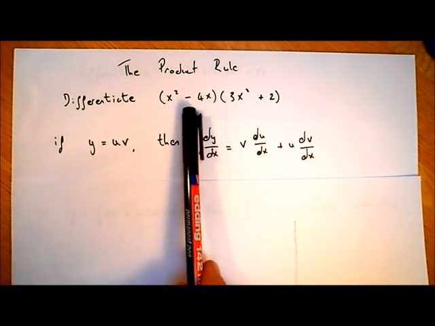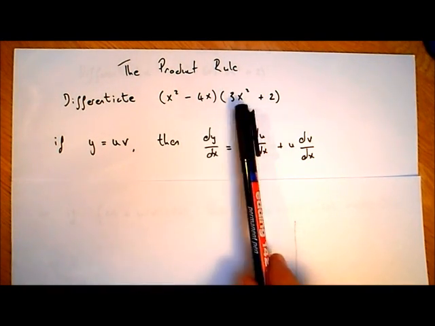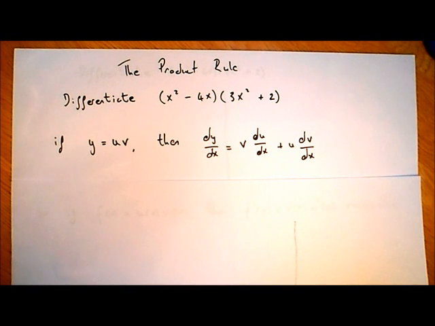And each part here, the x squared minus 4x, is easy to differentiate by itself. 3x squared plus 2 is easy to differentiate by itself. Okay, then that's the product rule. It's very, very simple to use.